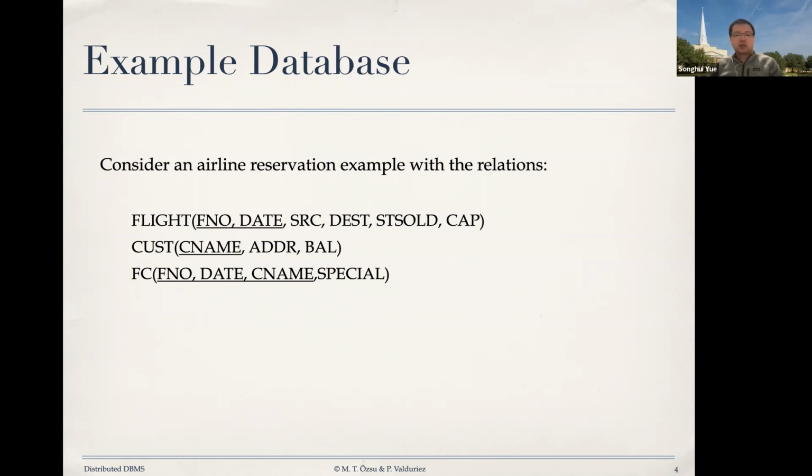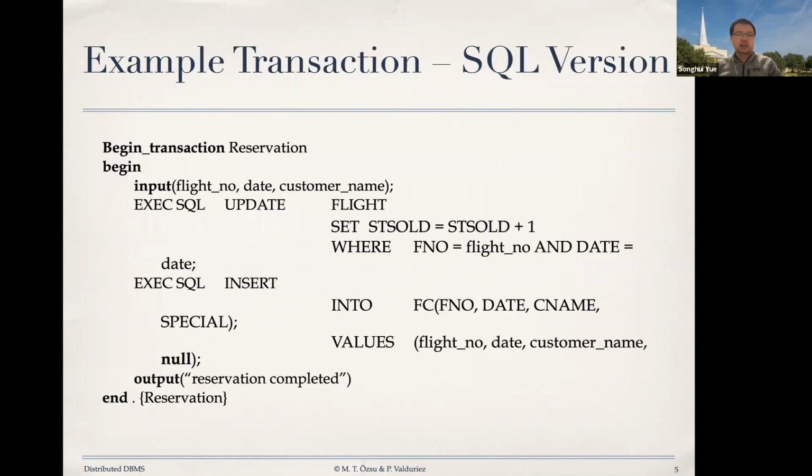The customer table could contain the customer name, address, or balance. Okay, so the FC actually is a connection between the flight and customer, which means that if a customer has booked a flight, there could be a tuple in this one, so that it can record which flight number the customer has booked, and also when that flight would be, and what the special request for that booking would be. All right, so this is the example database, and let's see.